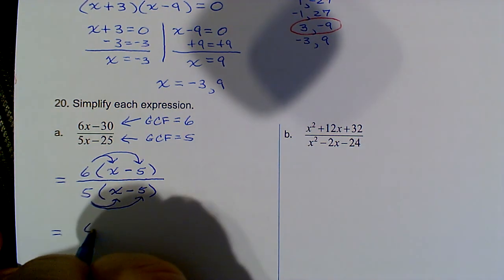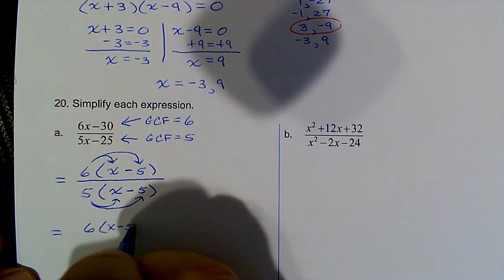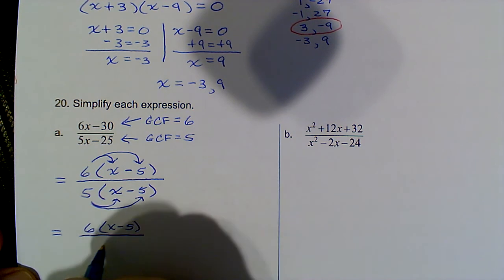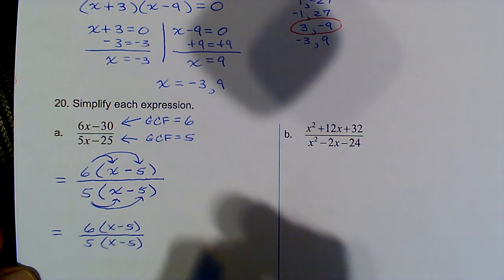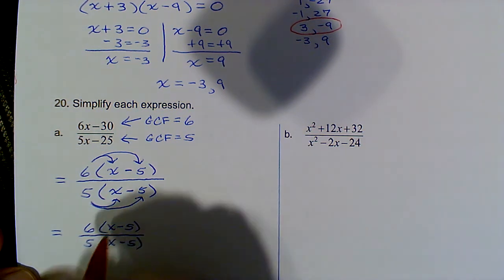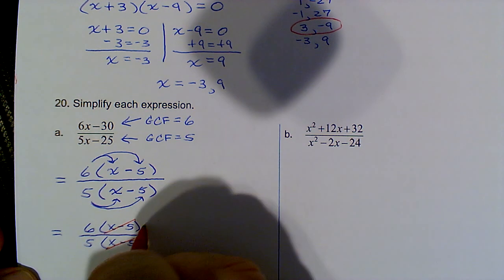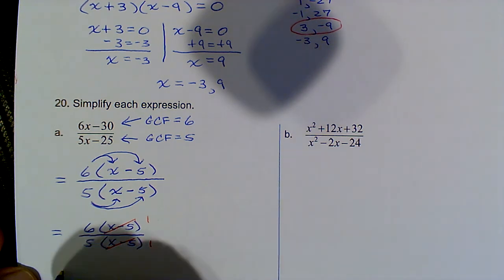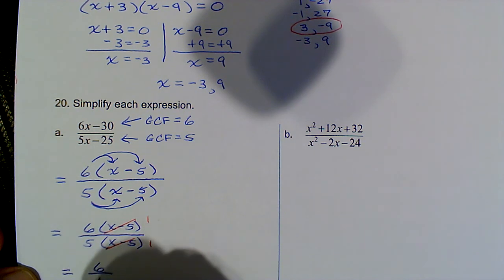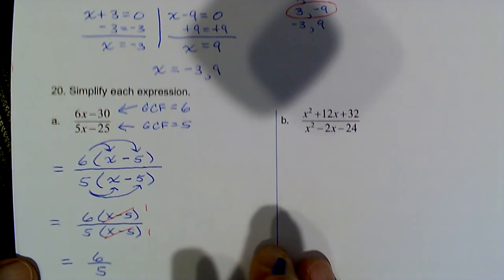Okay, I'm just going to recopy this. I'll get rid of the clutter of the arrows. So 6 times the binomial x minus 5 over 5 times that same binomial. And now we can cancel the x minus 5s. Because remember, you can't cancel a sum or difference, only a product. That's why we factor, to make them products so that we can cancel. And then it looks like we just have 6 times 1 or 6 over 5 times 1 or 5.